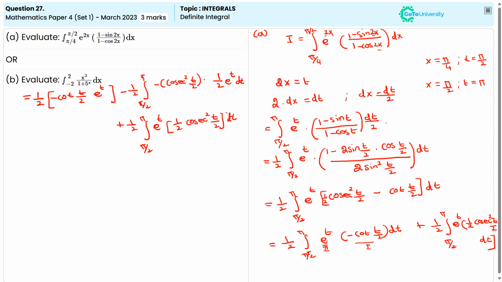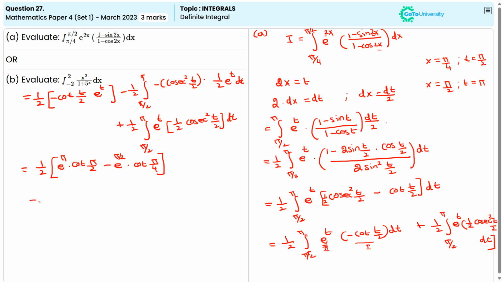Now, if we simplify this, after applying the limits, we get 1 by 2 into e power pi into cot pi by 2 minus e power pi by 2 into cot pi by 4.